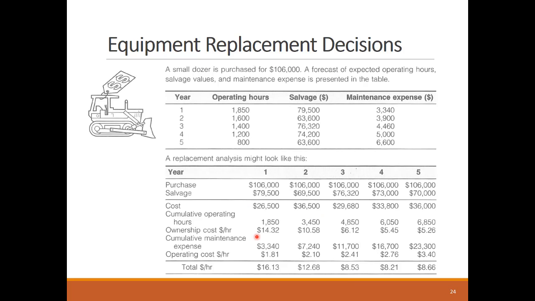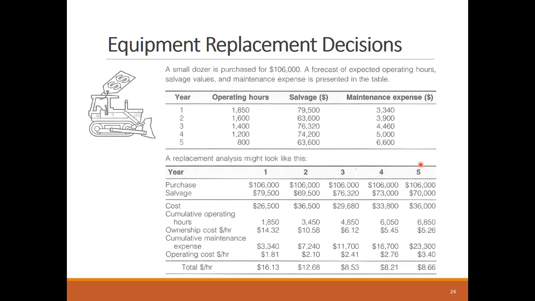Let's check this replacement analysis example. A small dozer costs $106 thousand, and it can be salvaged at different values depending on how many years it was owned. We can see also that the maintenance cost increases with the years of its usage. Another input is the number of operation hours expected in each of its 5 years of service. The replacement analysis should consider the scenarios of keeping the equipment for 1, 2, 3, 4, or 5 years.